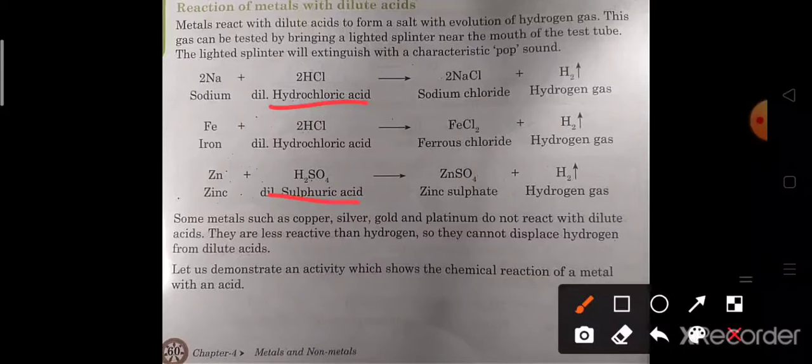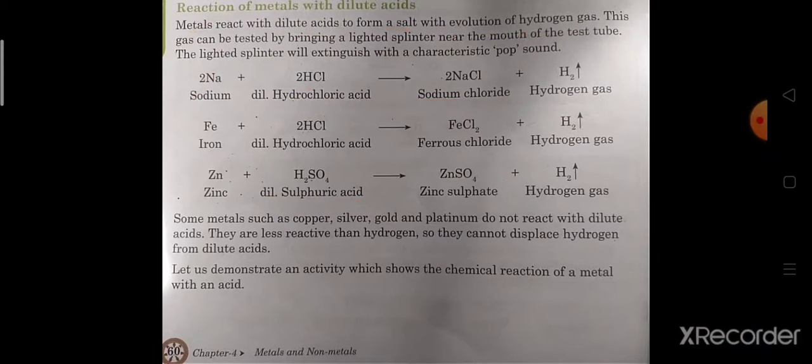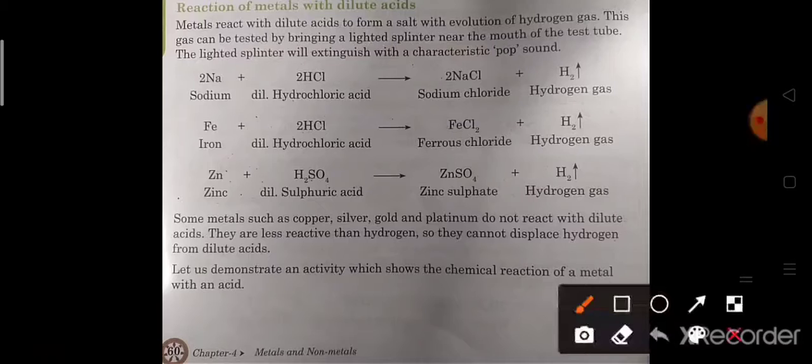Okay, so metal reacts with acid. Metal reacts with dilute acids to form metallic salt, and hydrogen gas is released. So this we have to learn: metal reacts with acid to form metal salt and hydrogen gas. There are different metals which react with acid: first is sodium, iron, zinc. They react with hydrochloric acid and sulfuric acid.